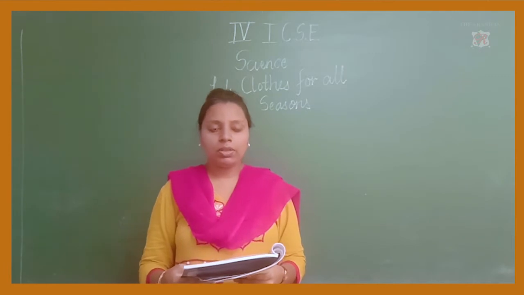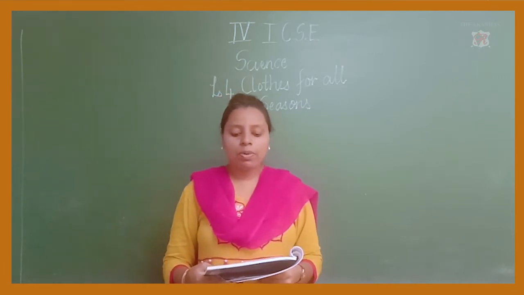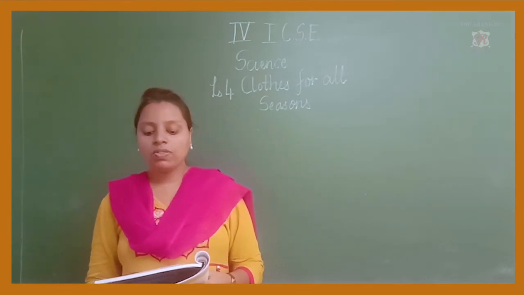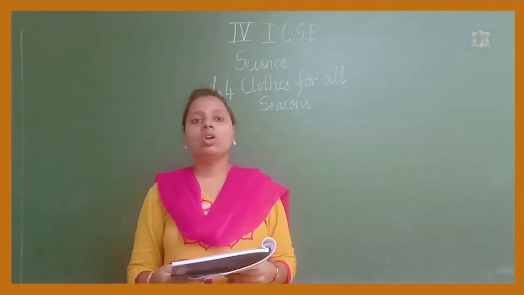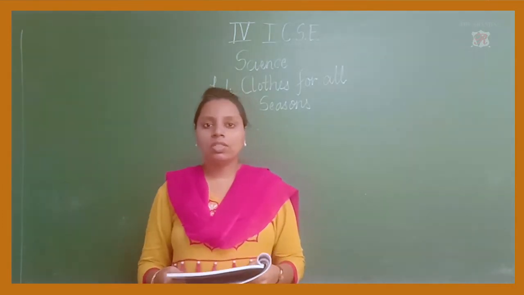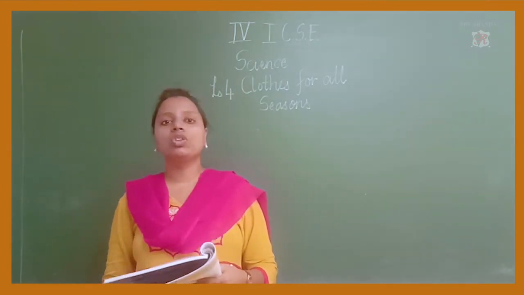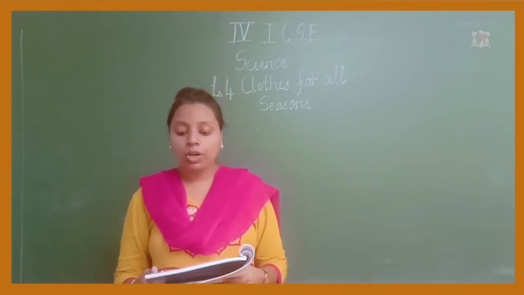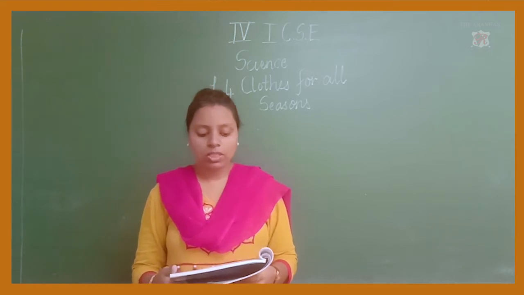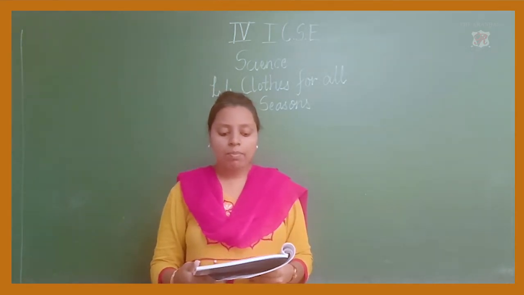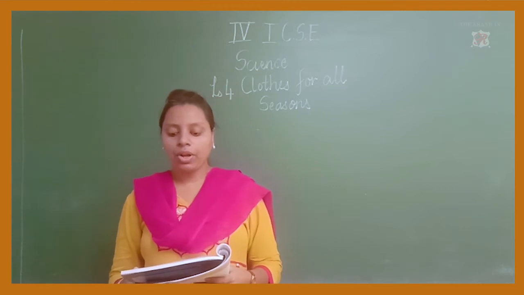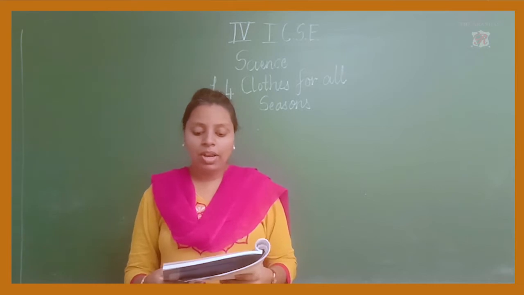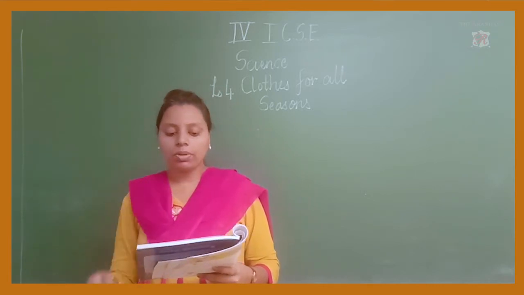The man-made fibers. Man-made fibers produced in factories are called synthetic fibers. Now what is a factory? A factory is a place where things are converted from raw materials into finished goods or finished products. Most common examples are nylon, lycra, rayon and polyester. These are the examples of man-made fibers, that is, the synthetic fibers.